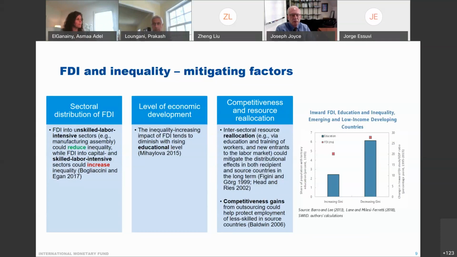The reallocation of resources across sectors therefore could mitigate the distributional effects in the long term. Workers can get additional education and training, and new generations enter the labor force. So this means that the increase in relative demand for skilled workers could be offset by an increase in the supply of skilled labor over time. And this could help mitigate the potential inequality increasing effect of FDI.